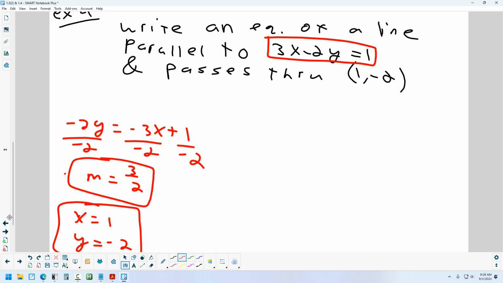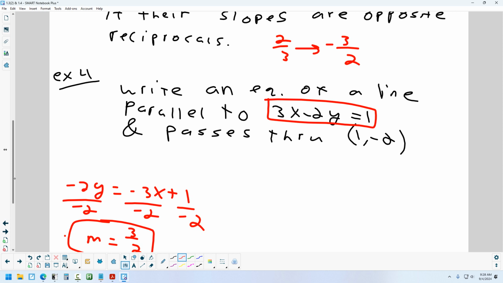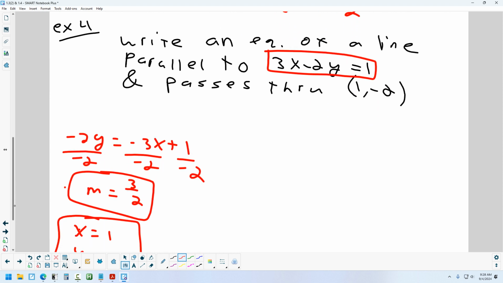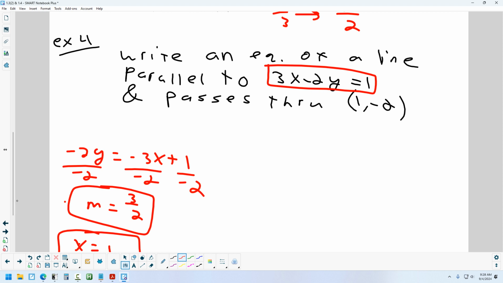Yeah. How did you find the X and the Y values? Those are given, because it says the point has to pass through (1, -2). So they were given. Okay. And for the answer, did you just leave it in point slope form? Yeah, it didn't really say. It just said write an equation.